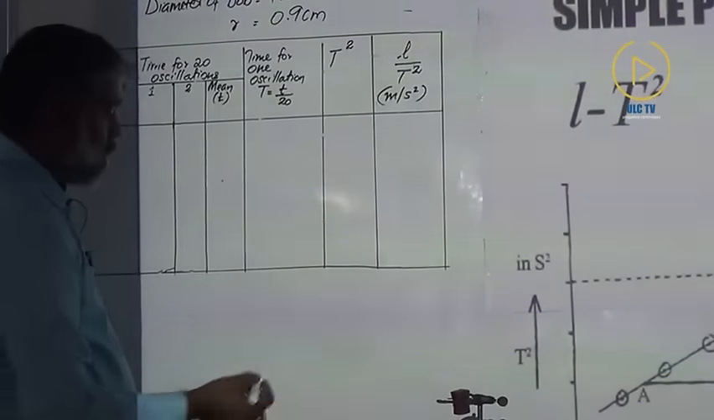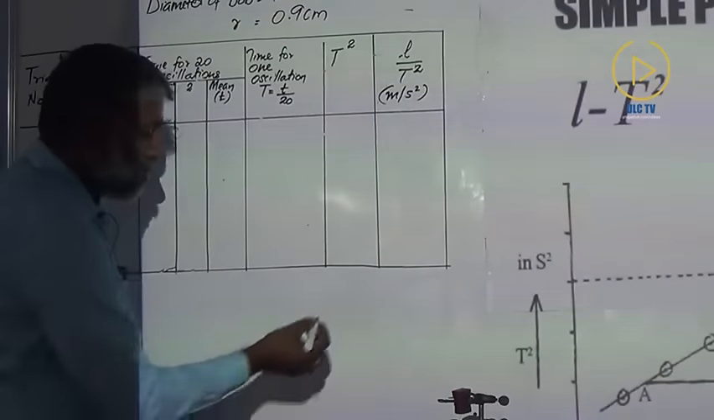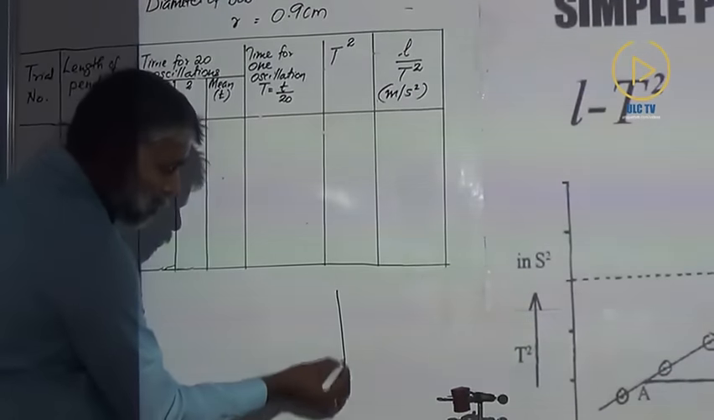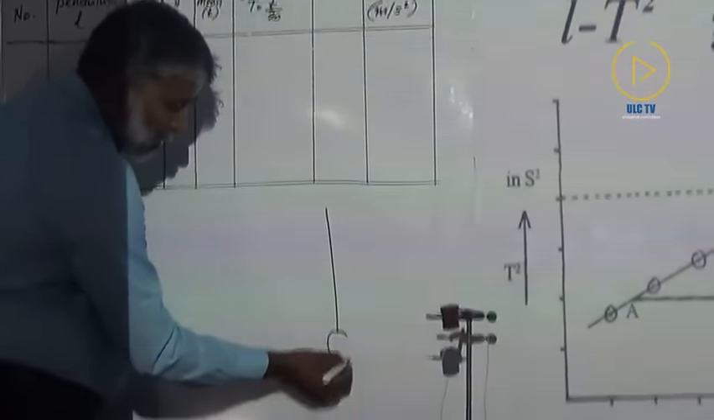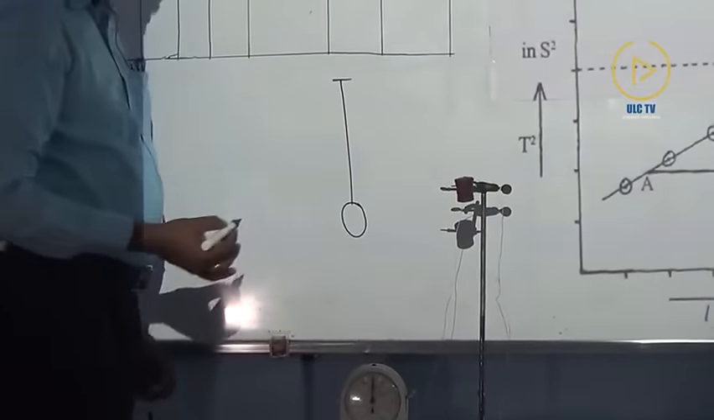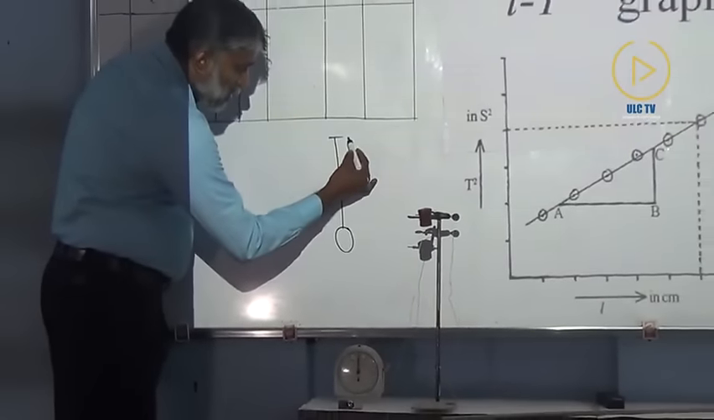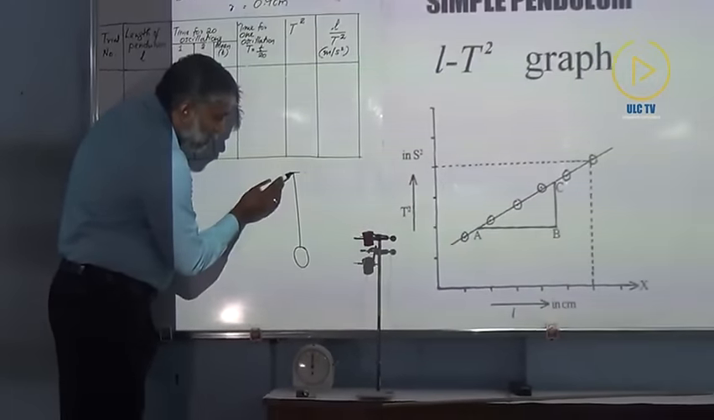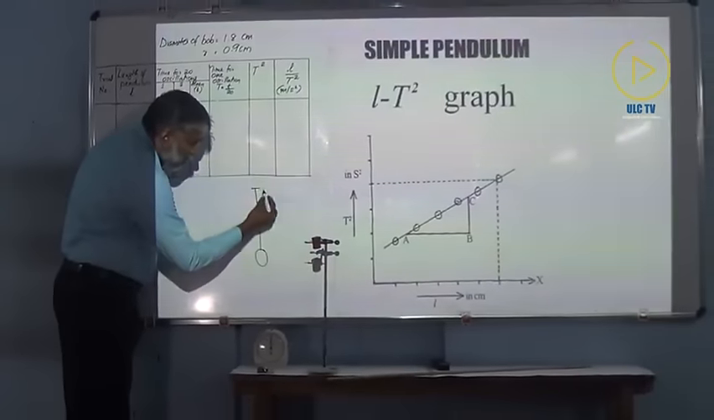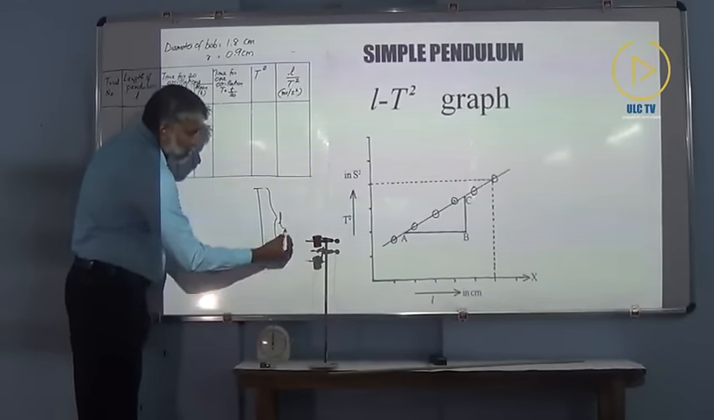First, let me tell you about the length of pendulum. The length of pendulum means, this is our pendulum. This is the point from where it is suspended. Length of pendulum is the distance between this point of suspension and the center of bob. So this length is the length of the pendulum.